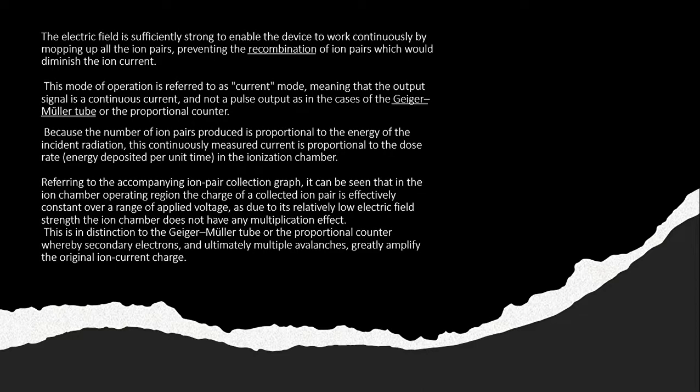Referring to the accompanying ion pair collection graph, it can be seen that in the ion chamber operation region the charge of collected ion pairs is effectively constant over a range of applied voltage, as, due to its relatively low electric field strength, the ion chamber does not have any multiplication effects. This is in distinction to the Geiger-Müller tube or the proportional counter, where the secondary electrons and ultimately multiple avalanches greatly amplify the original ion current charge.